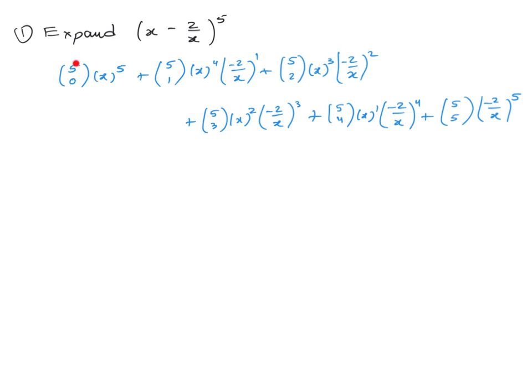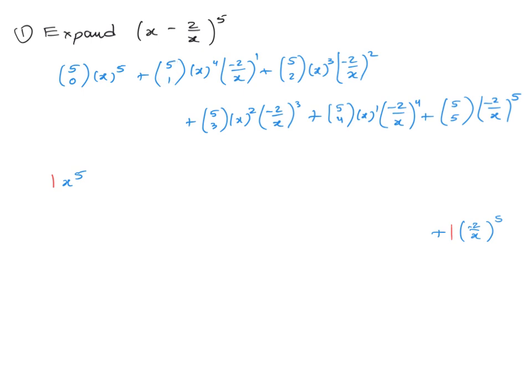Well, 5 choose 0 is 5 factorial divided by 5 factorial times 0 factorial. It's equal to 1. So this first coefficient here is a 1, and then I have x to the fifth. And then the last coefficient is 5 choose 5, which is 5 factorial divided by 5 factorial times 0 factorial, which is also equal to 1. So at the very end, I will have a plus 1, and then negative 2 over x raised to the fifth.